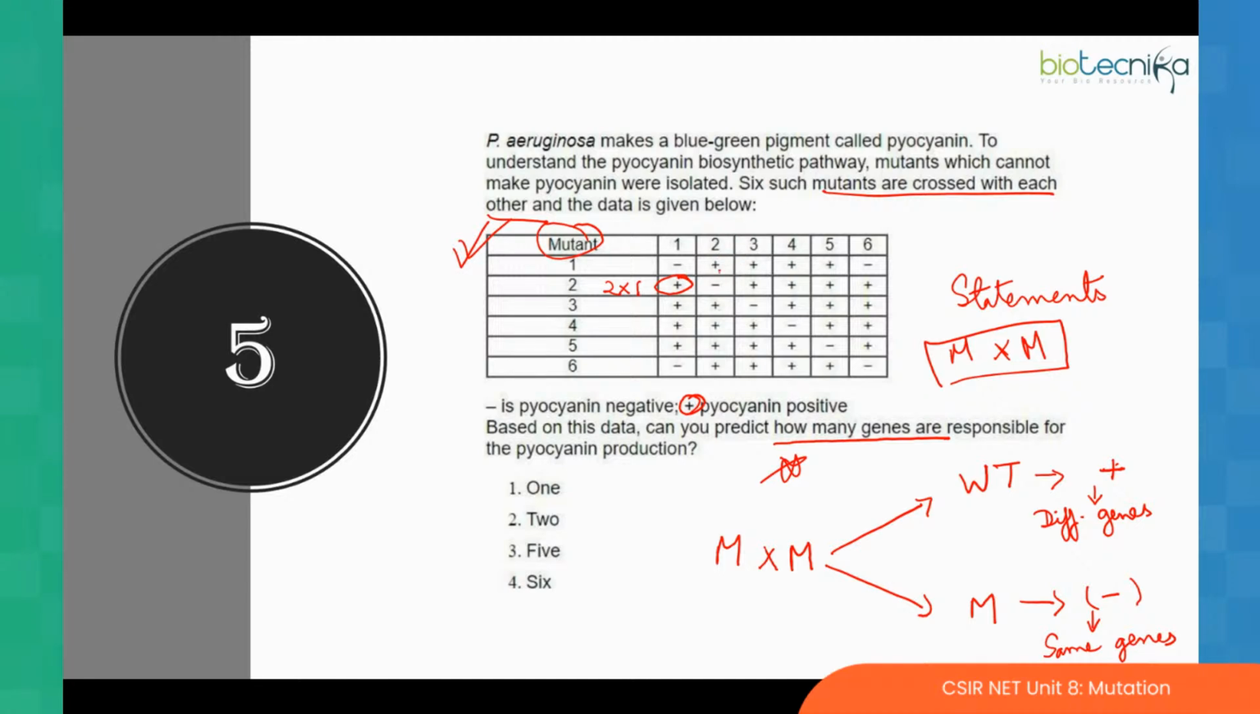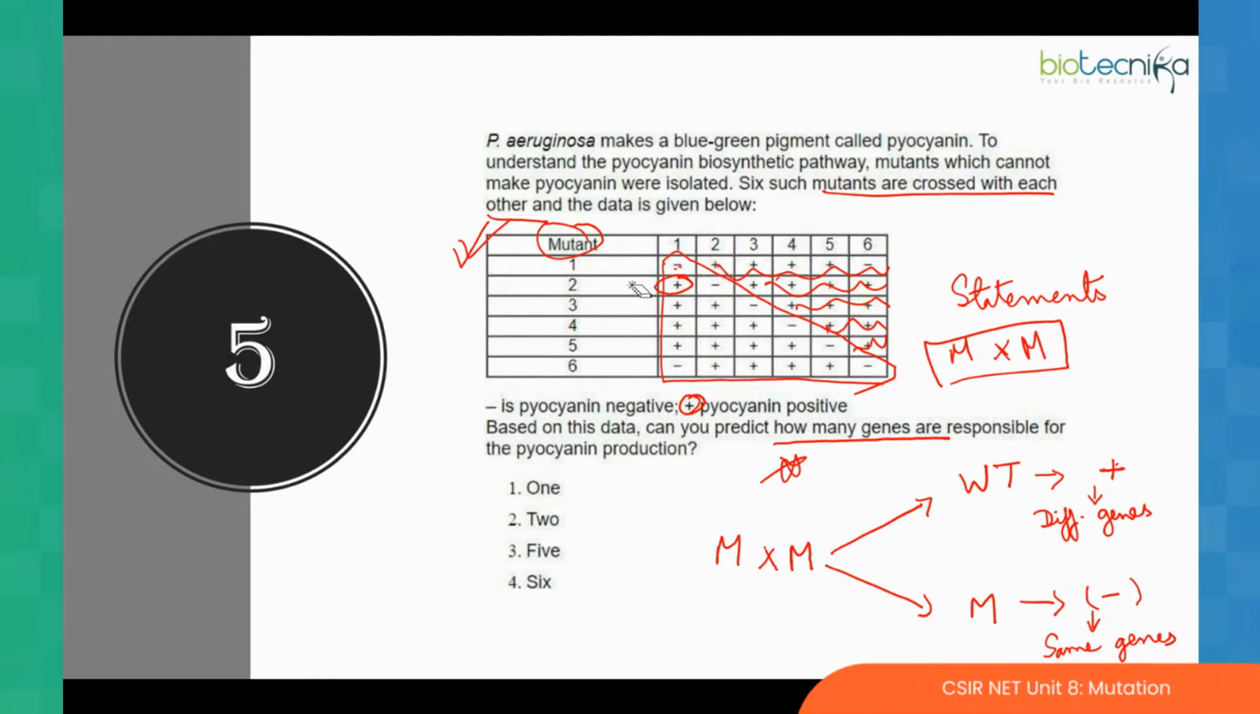The other half is there only to confuse you. So let's say that we are not considering this half. We are considering only this half, right? Now when you are considering this half here, you see minus minus minus means no complementation is happening. Definitely it will be no complementation, because this is for what? 1 cross with 1, this is 2 with 2, 3 with 3. The same mutations only you are crossing, so definitely there will be no complementation.